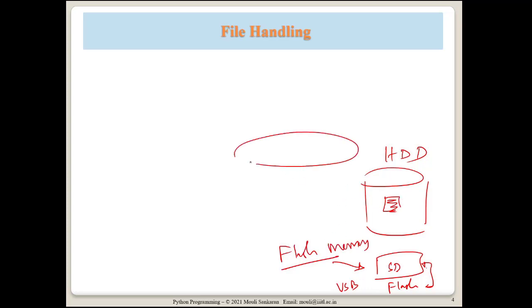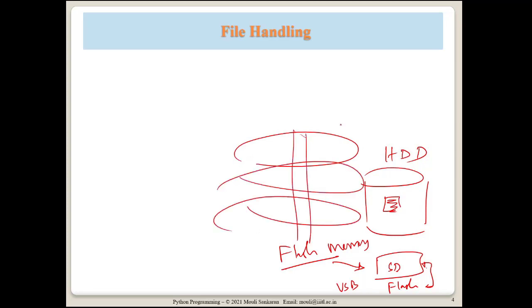In the hard disk we have platters which are rotating at a very high RPM, thousands of RPM. And then we have sectors, and each of these platters has magnetic material on both sides, and then we have blocks of memory where the files are stored.